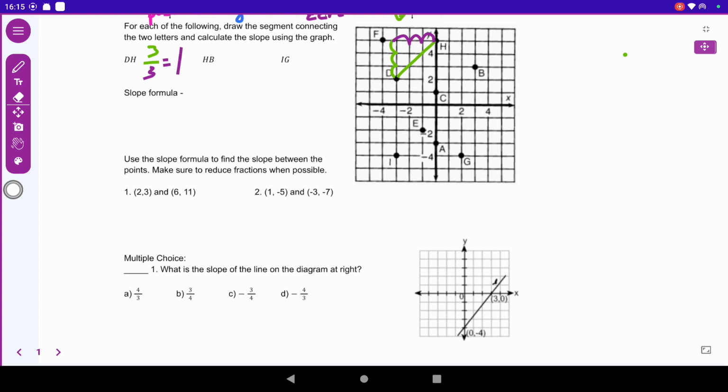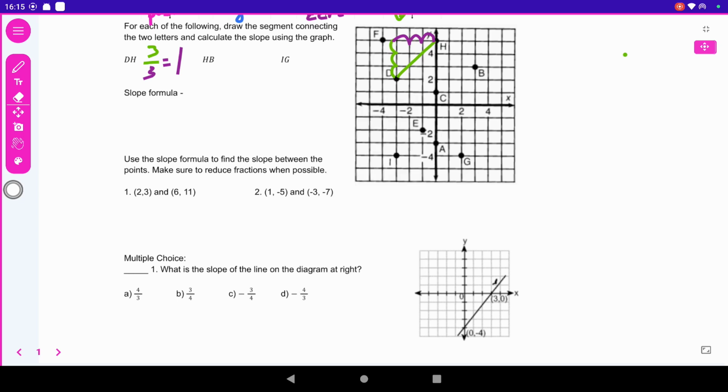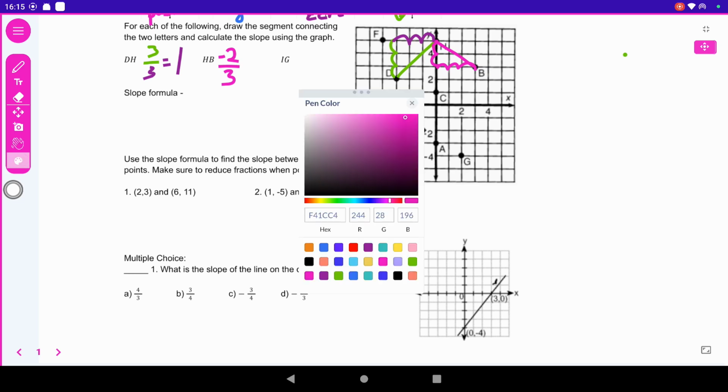Now, a note to do when we're doing this, you should always start on the left point when you're looking at the graph, which one's further left, and then go to the right point. Here we go HB, so we draw our line from H to B, and when we're doing H to B, we go down 2, so we represent that as negative 2, and then we go over 1, 2, 3, so our denominator is 3, and negative 2 over 3 doesn't reduce, so that one would be our final answer.